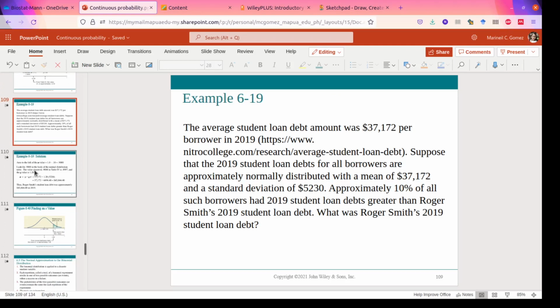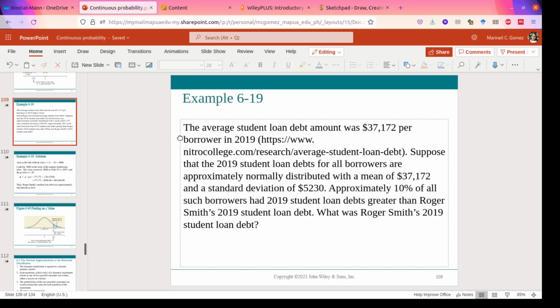So let's look at another example, again from the student loan debt. Suppose that the 2019 loan debts for all borrowers are approximately normally distributed, with the same questions as in our previous example. Now, approximately 10% of all such borrowers owe more than Roger Smith. So what is Roger Smith's student loan debt?